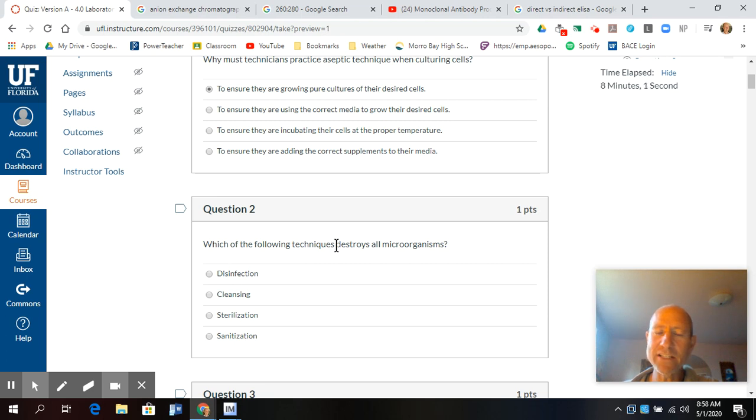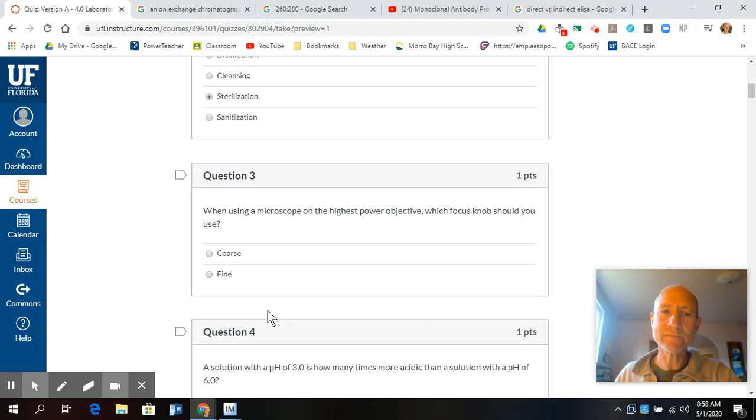Which of the following techniques destroys all microorganisms? That would be the autoclave, which is called sterilization. So this is actually a hierarchy of sort of cleaning, where cleansing is at the bottom. That's like wiping something down. And then it goes cleansing, sanitation, disinfection, and sterilization. Sterilization means there's no living cells nor spores, viable spores left. It's game over for everything.